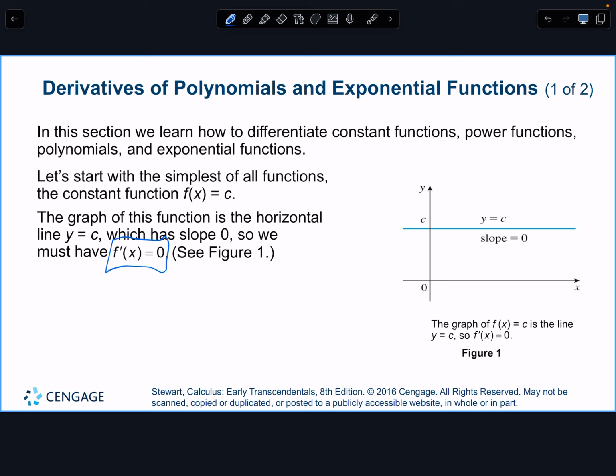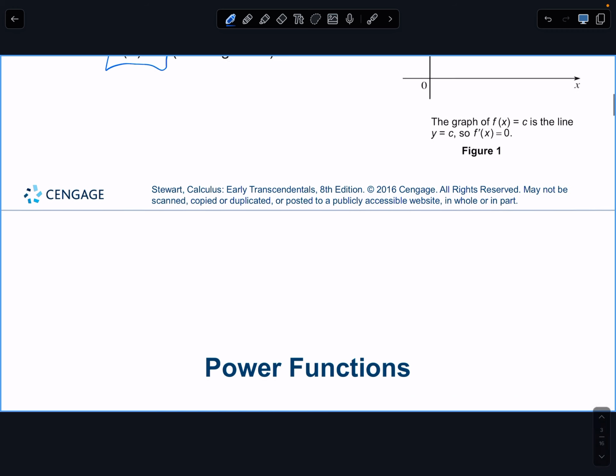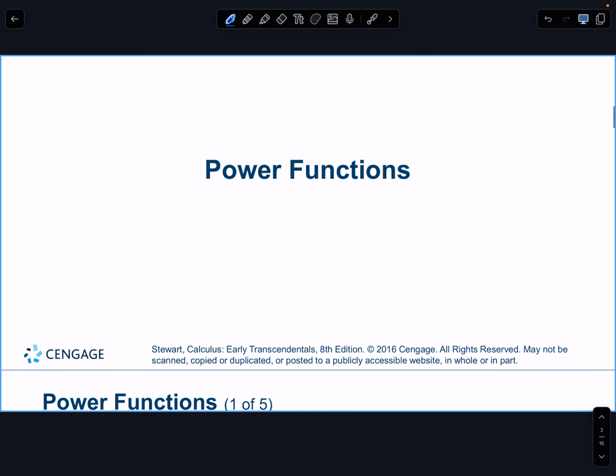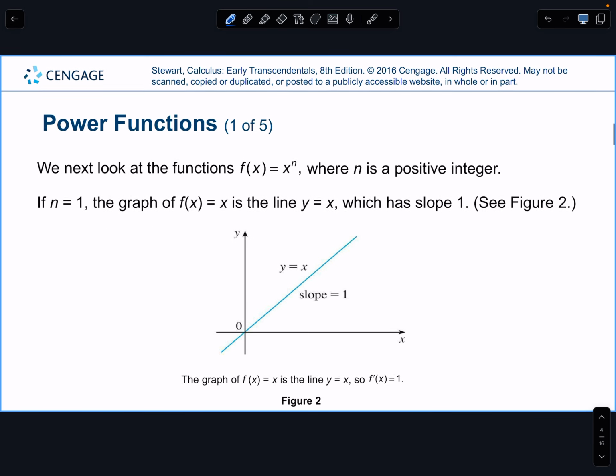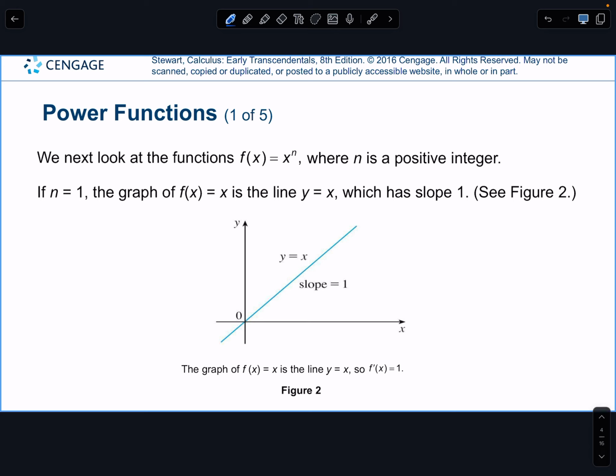Okay, so the derivative would also be a flat line at 0, because again, it's the slope. At every point, it's 0. All right, but now we go to power functions. Power functions in the form of x to the n. And here is the simplest power function, x to the first power, right?